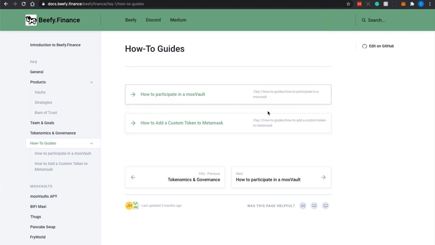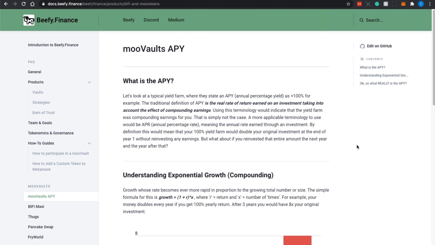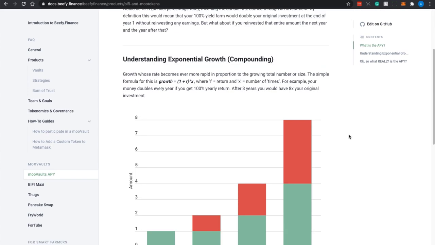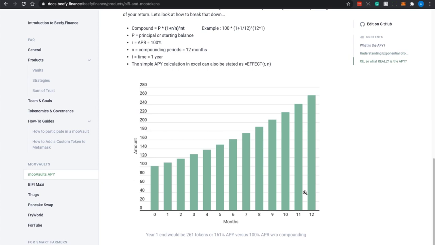So I shall not go through this, you can just read through these how-to guides here. Next will be the vaults itself. They will explain what is APY, the compounding concept. They have charts and information here. I think it should be a good read for you if you do not know what APY is.